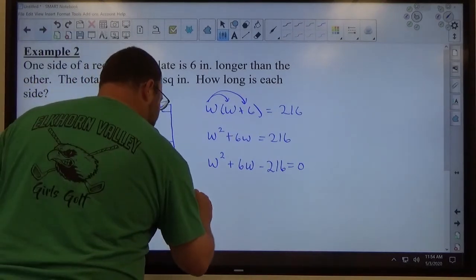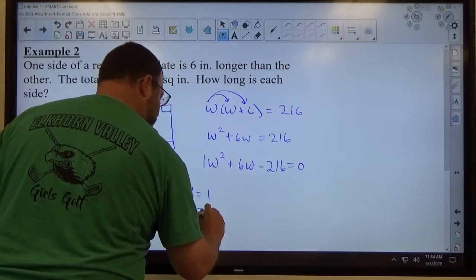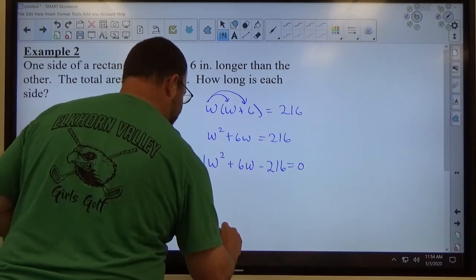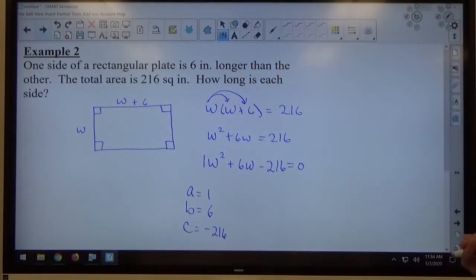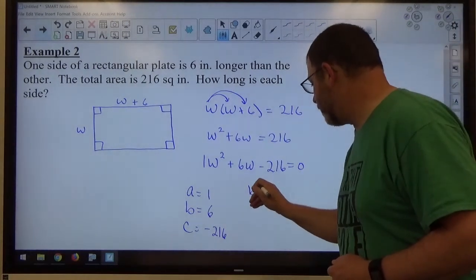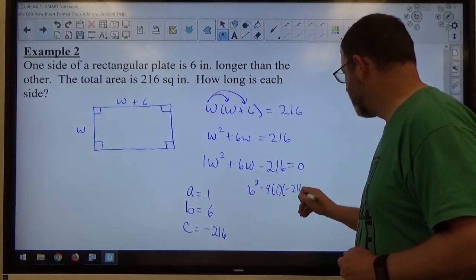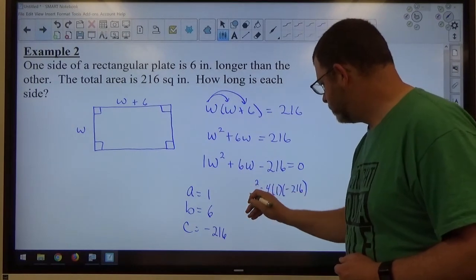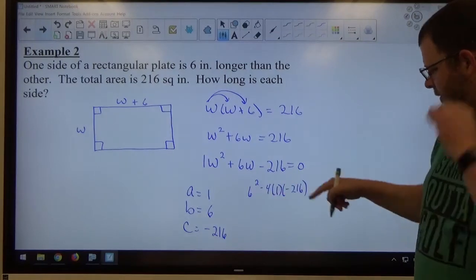A is the number in front of W squared, which is 1. B is the number in front of W, which is positive 6. And C is the constant, which is negative 216. And just like I showed you before with the quadratic formula, the difficult part of it is B squared minus 4AC. So if I focus on that part, B squared minus 4 times A times C. B squared, 6 squared, 4AC.